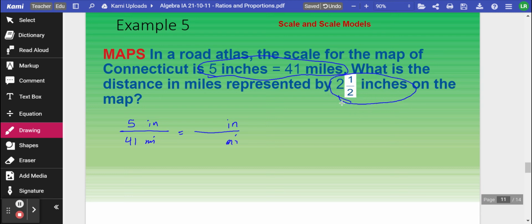Oh, my little baby Miles over here yelling at us. 2.5 inches on the map. I think he heard me say the word miles and thought I was talking to him. Yep. All right, so here we go.